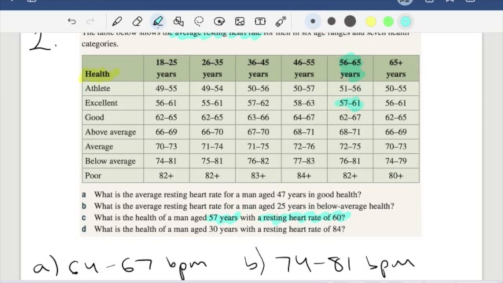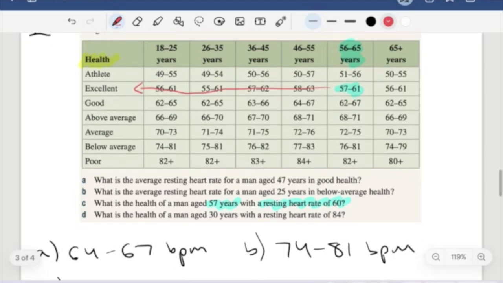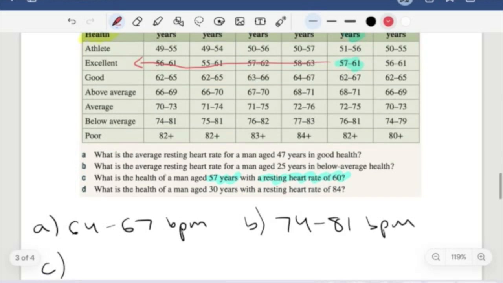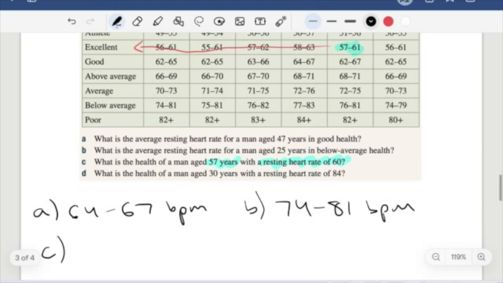Now the only difference is now we are given two different pieces of information. We want to map along and see what the health of this person is. And once you line that up, you can see that this person's health is excellent. And that is all we're going to write here.